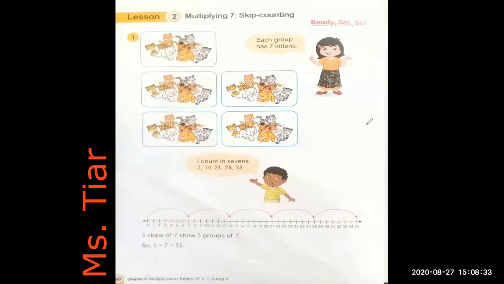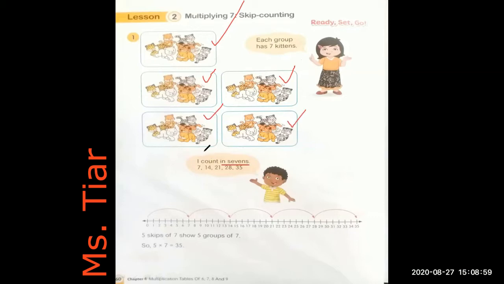Okay, so over here, we are now studying multiplying by 7, or skip counting of 7. We can say it as counting in sevens. Look at the picture. Each group has 7 kittens. So how many groups are there over here? We have 1, and then 2, and then 3, and then 4, and then 5.